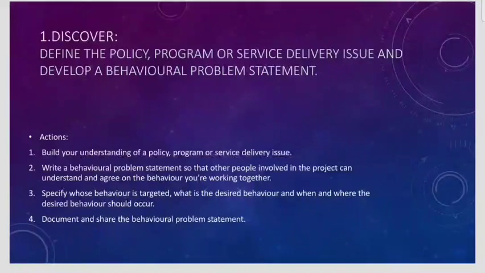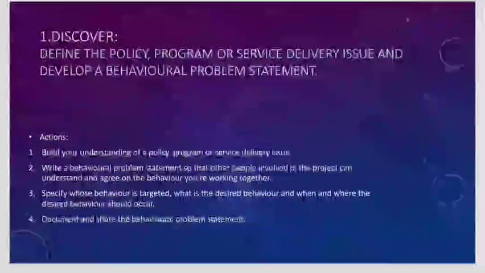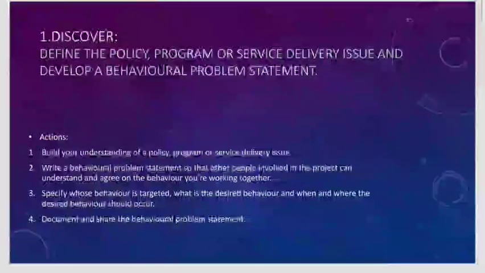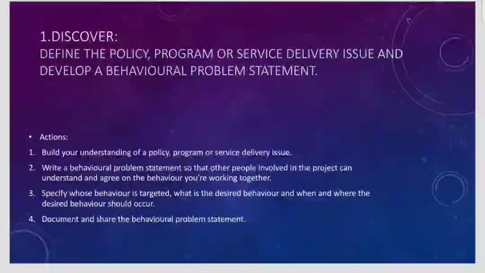The third step is to specify whose behavior is targeted, what the desired behavior is, and when and where the desired behavior should occur. Now you have to specify whose behavior you are targeting. Like in the women's mobility example, we have to target the behavior of women, and at the same time the people under whom they are living. In India, they are most of the time not independent beings, so we have to decide whose behavior we are going to target. The fourth step is to document and share the behavioral problem statement.